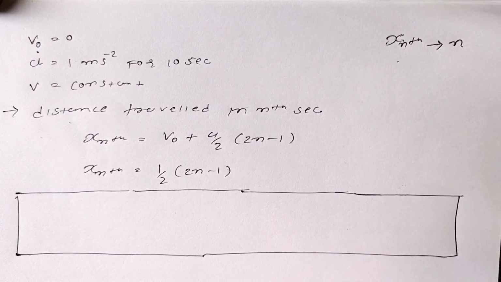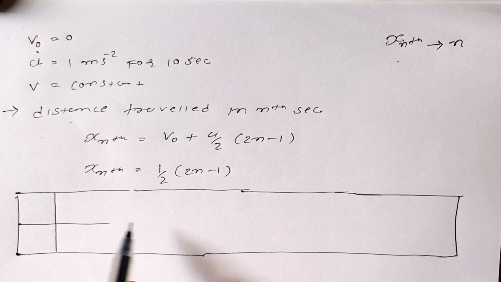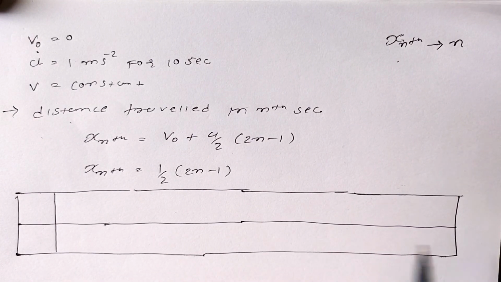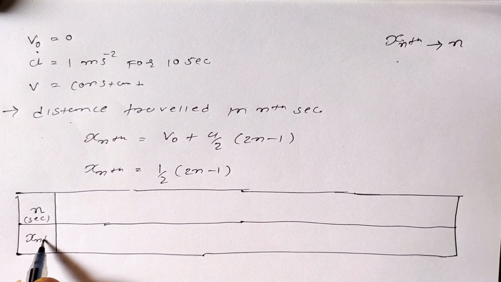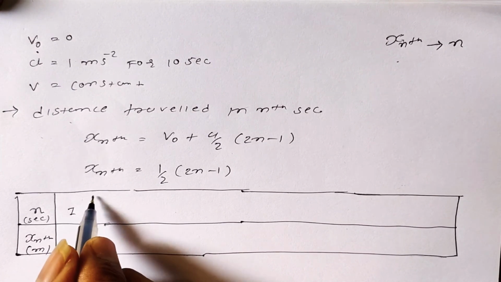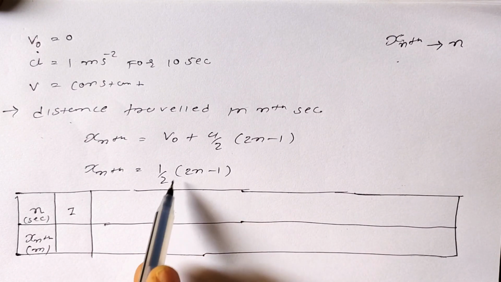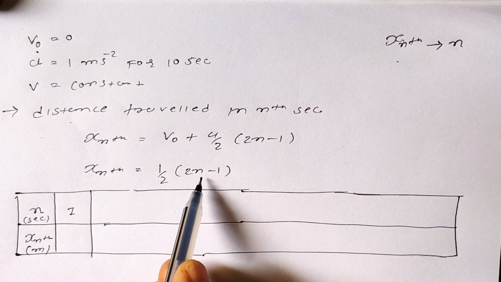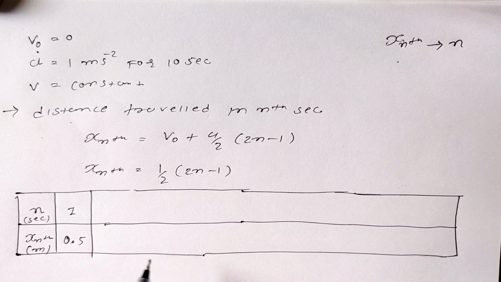So we can easily plot the graph of xn versus n. Let it be n in second and xn, the distance covered in respective intervals, in meter. When n is equal to 1 second, we have to put n over here, so 2 minus 1. What do we have to put in place of n? 1. So 2 minus 1, 1 by 2. So here distance traveled in first second is 0.5.